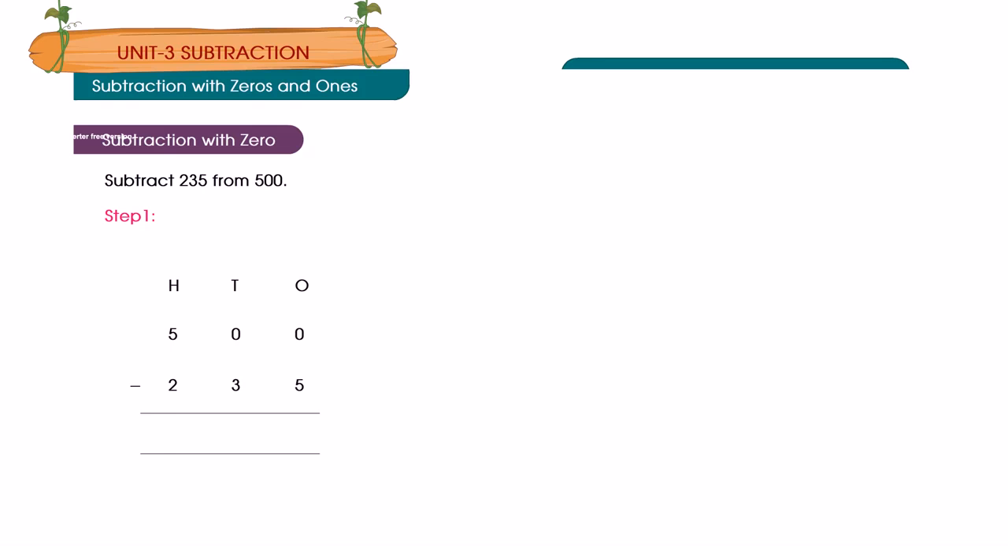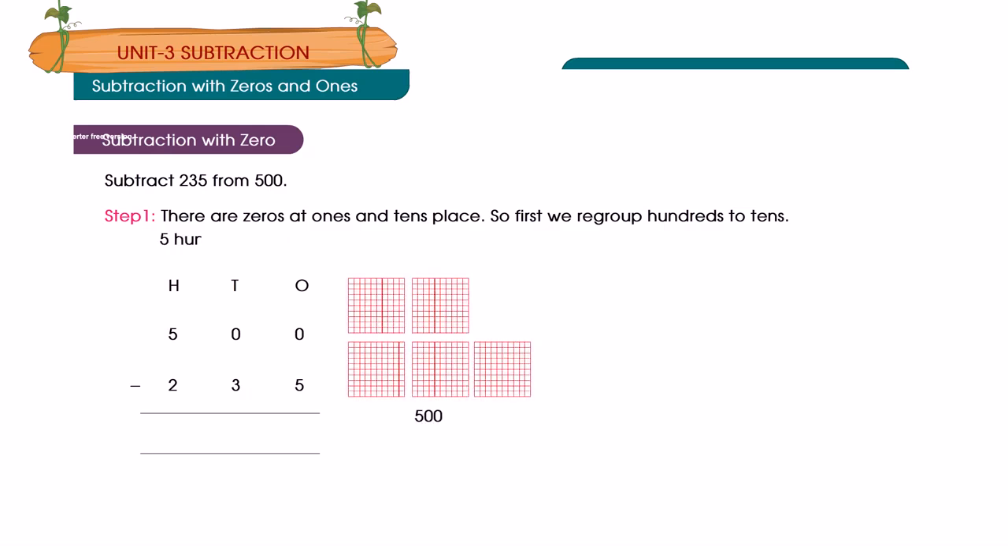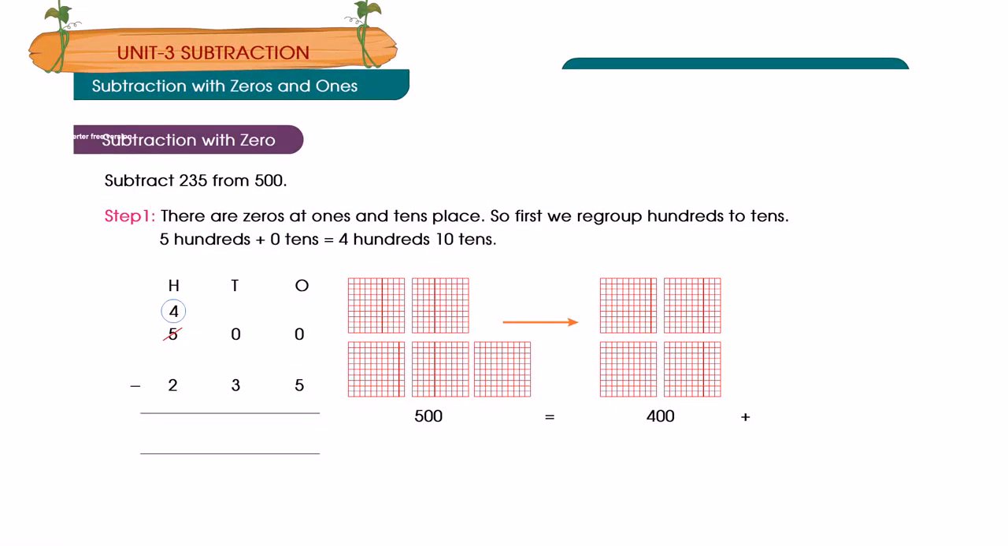Subtraction with zeros and ones. Subtraction with 0. Subtract 235 from 500. Step 1. There are zeros at ones and tens places. So, first we regroup hundreds to tens. 500 is equal to 400 plus 10 tens.